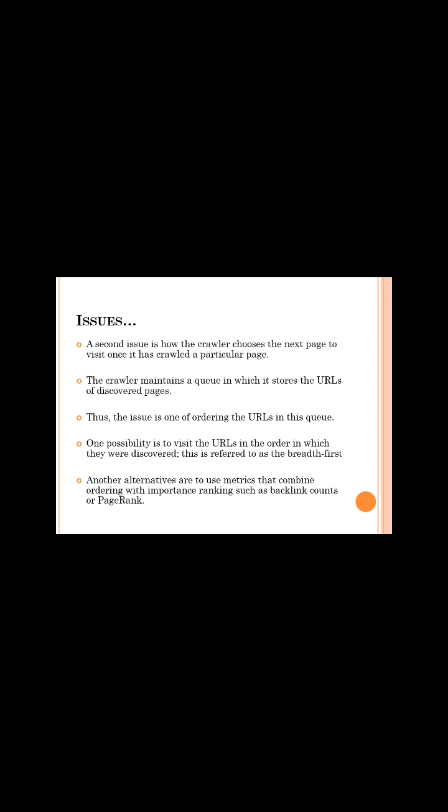The second issue is how the crawler chooses the next page to visit once it has crawled a particular page. The crawler maintains a queue in which it stores the URLs of discovered pages. Thus, the issue is one of ordering URLs in this queue. One possibility is to visit URLs in the order in which they are discovered. This is known as breadth first. Another alternative is to use metrics that combine ordering with importance ranking, such as backlink counts or PageRank.